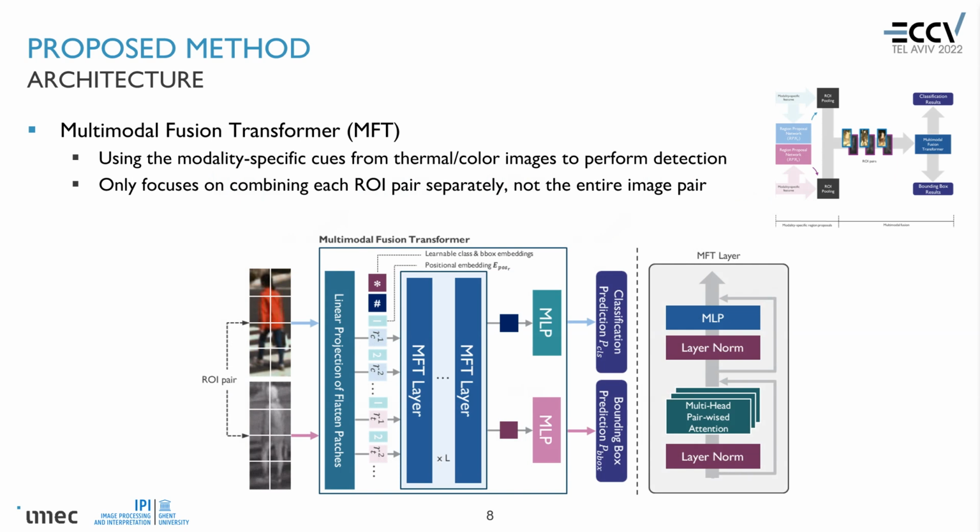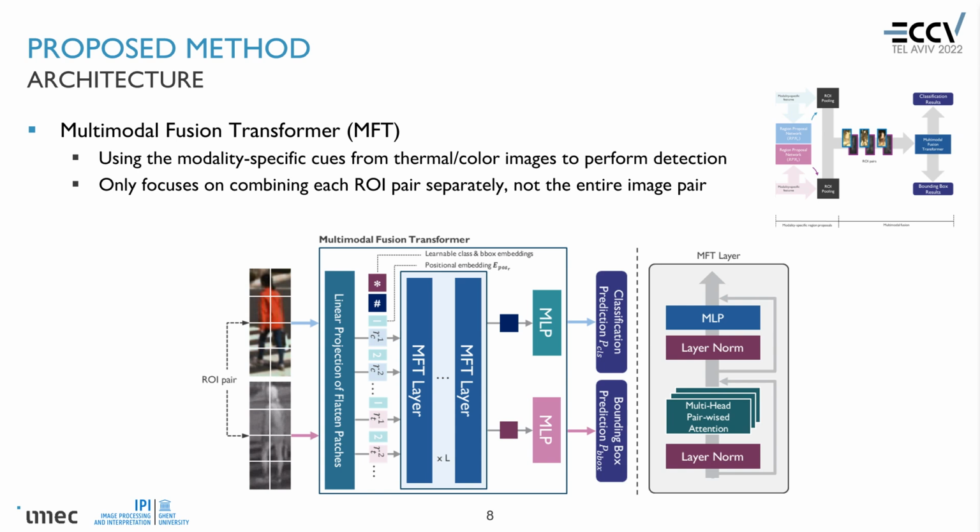So after we get the modality-specific features from the two-stream feature extractor, we use two independent region proposal networks to get the ROIs. And then we match the ROIs from the two modalities to form the ROI pairs. Finally, we use our proposed multimodal fusion transformer to perform the fusion process and output the classification and bounding box prediction.